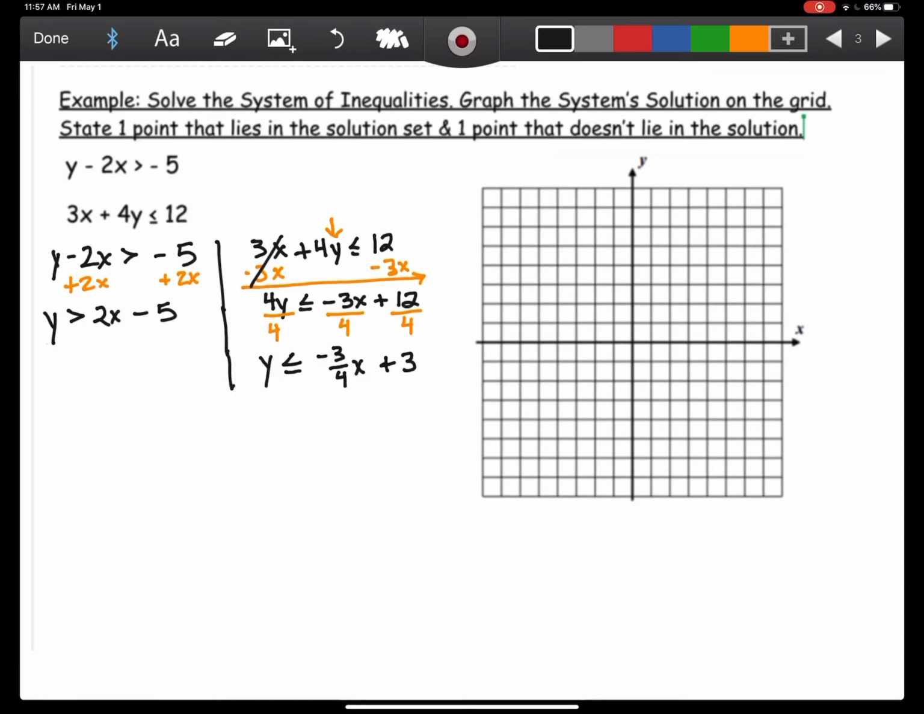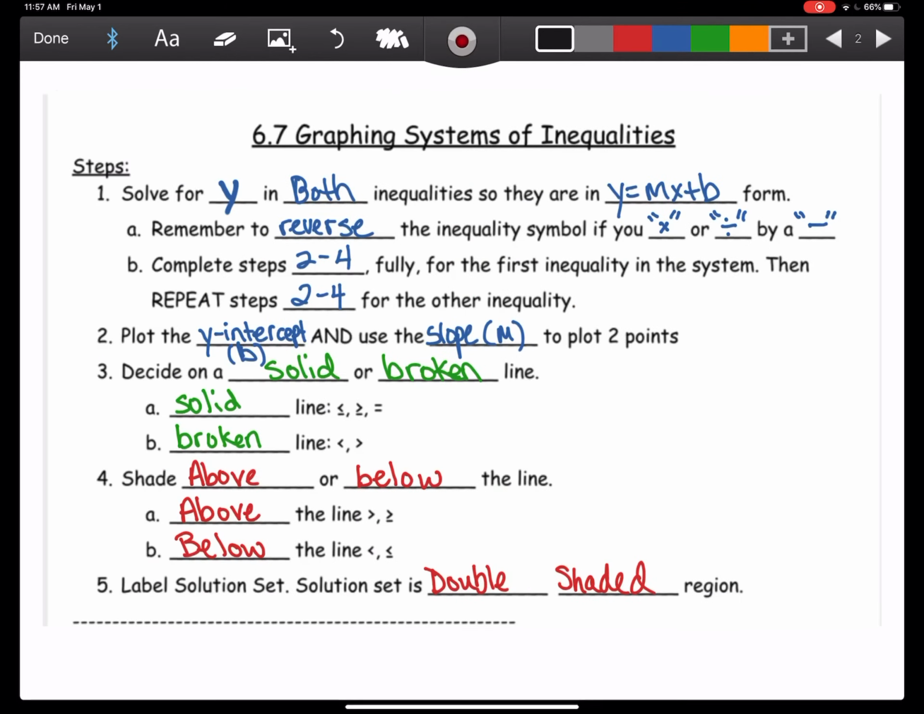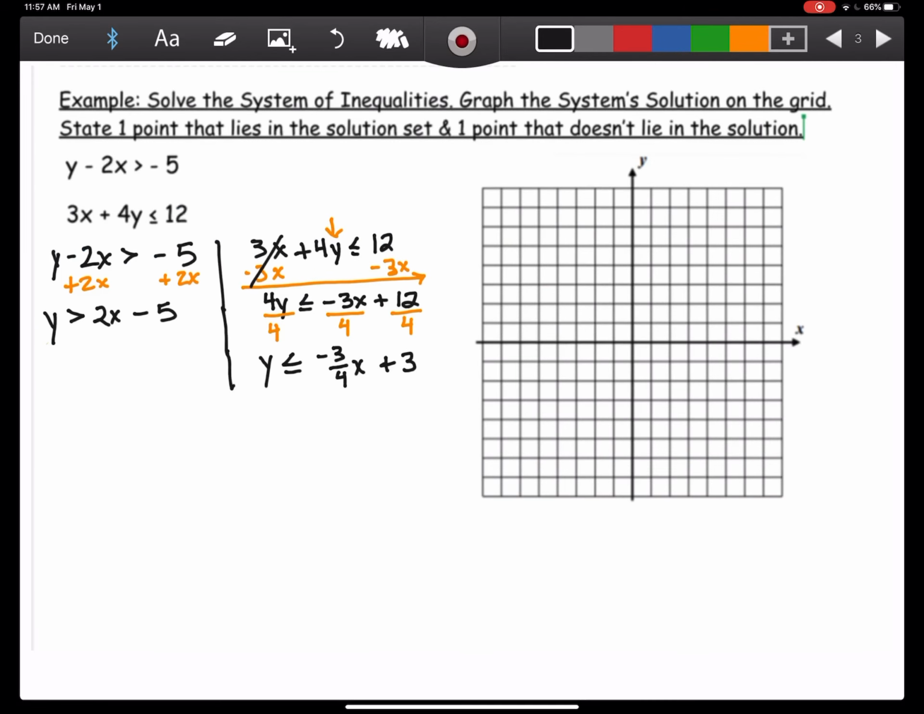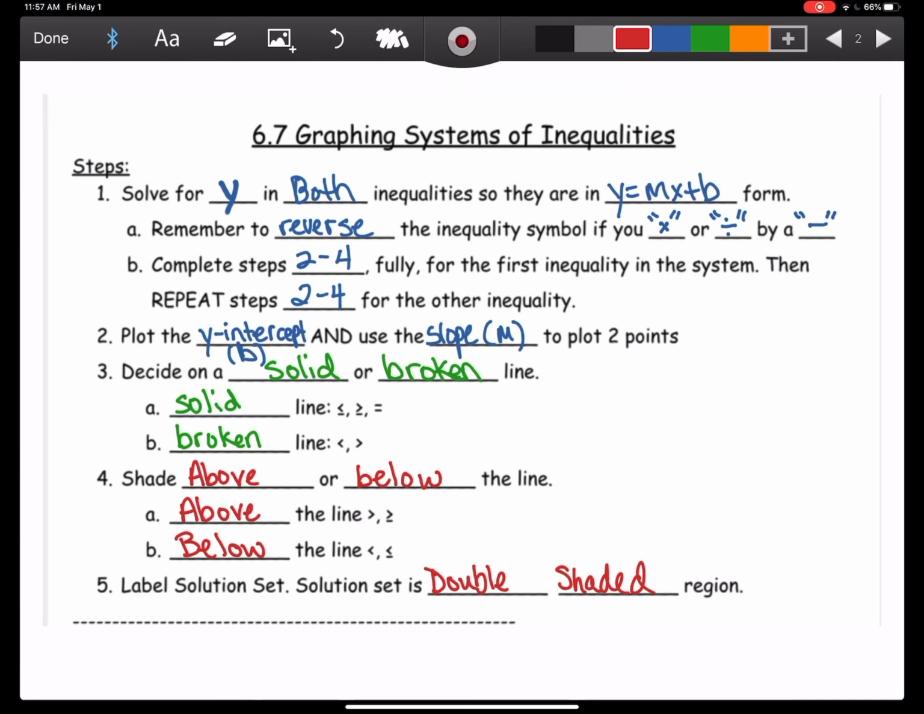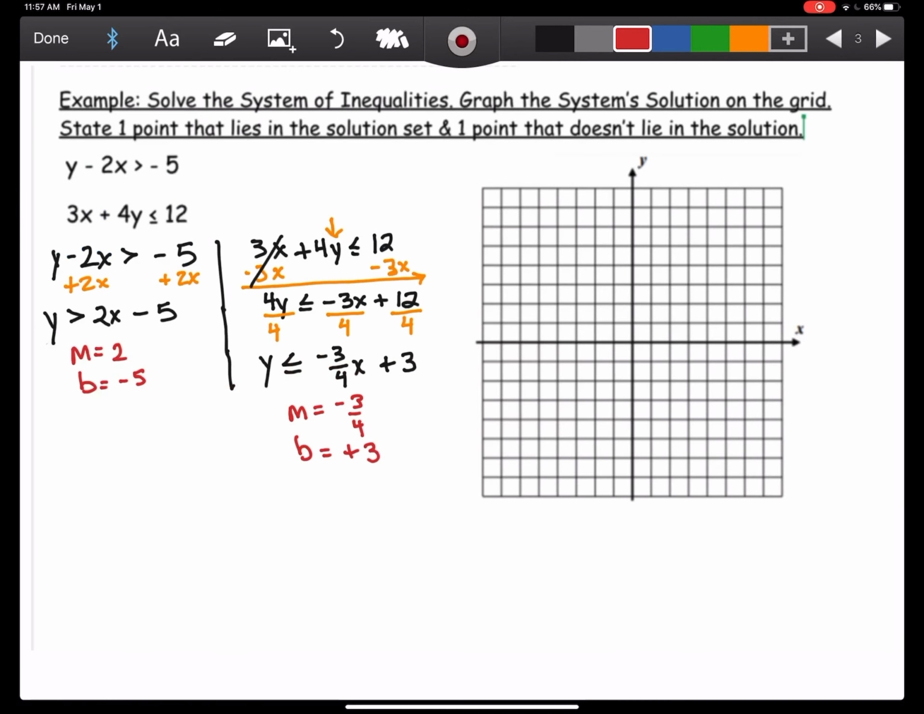Okay, we're ready to go here. Now, step 2, I'm going to jump back. Step 2 said plot the y-intercept and the slope. Now, we've practiced listing the m and the b below our equations. So in this case, we've got m equals 2 and b equals negative 5. And in the second inequality, we have m equals negative 3/4 and b equals positive 3. Okay. If we go back, step 3, we have to plot them, but then we're going to decide on the broken line. So let's plot them.